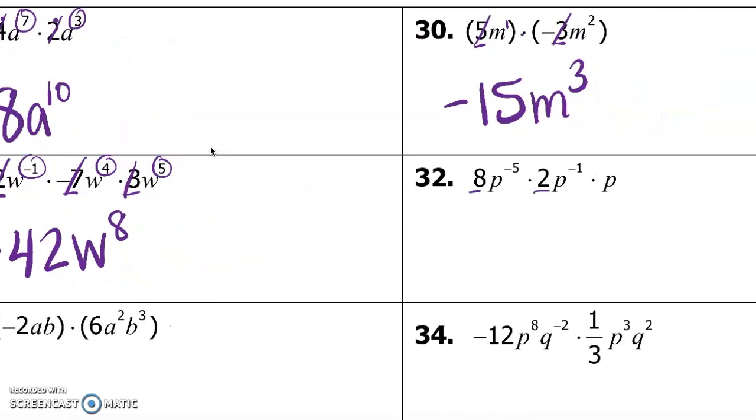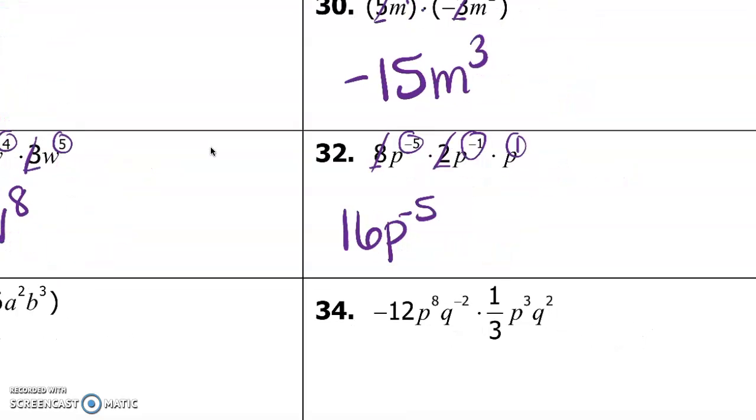32. 8 times 2 gives us 16. P is our variable. Negative 5 plus negative 1 plus positive 1 gives us negative 5. So here you need to remember that the 16 stays on top, and then it becomes p to the positive 5th on the bottom.